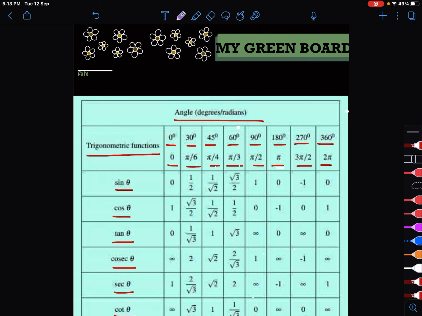So sin theta, you have sin 0, 1 by 2, 1 by root 2, root 3 by 2, 1. These are the radians. You just have to memorize these things in this table, so that it will be easy for you to do the sums quickly.